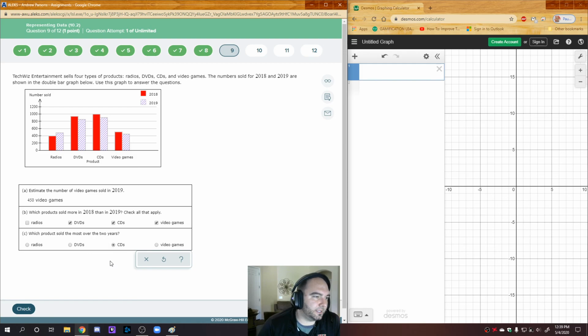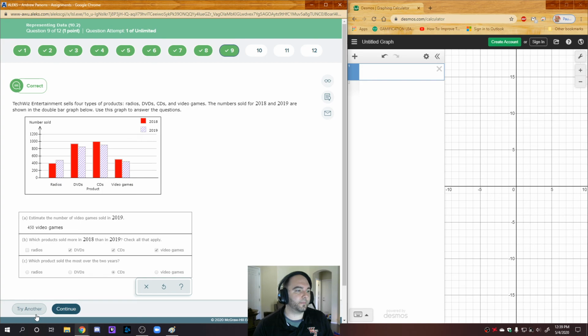The answer to that's going to be CDs. It has the 2 biggest bars. And if you're like, oh, but wait, DVDs looks pretty close. Look, the red bar is higher on CDs and the purple bar is higher on DVDs. If both bars are higher, it's definitely higher total, right? If it's a mix of one higher one year and one higher the other year, you might want to add them and then check it that way.